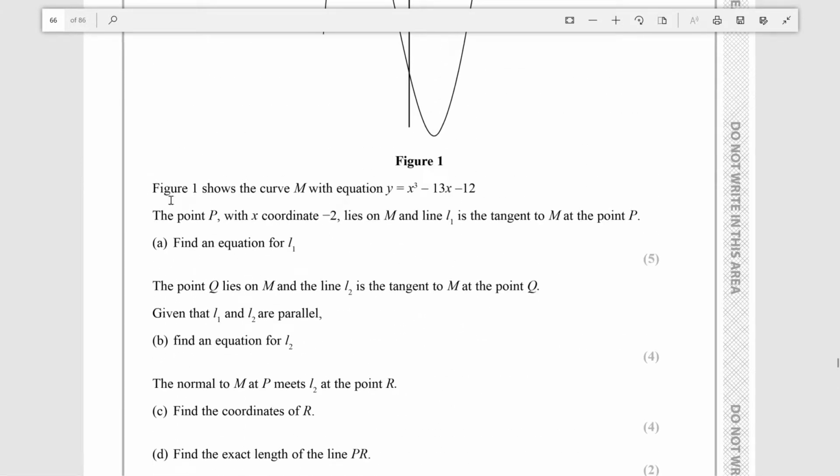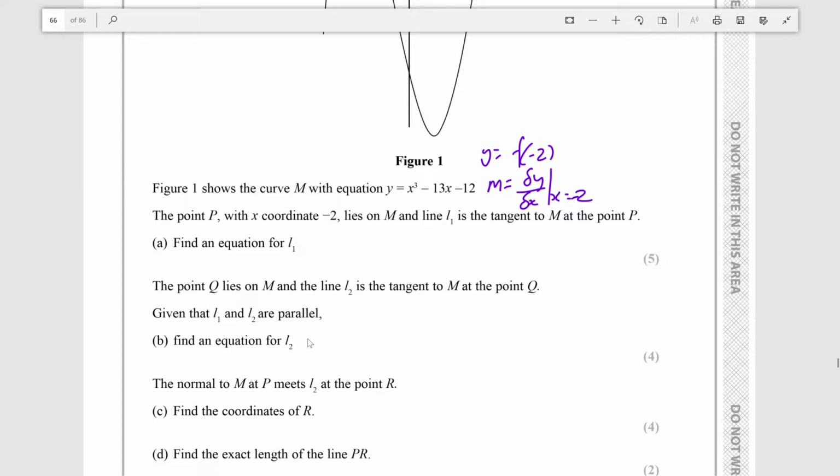Alright, so figure 1 shows the curve M with the equation y is x cubed minus 13x minus 12. The point P with x coordinate negative 2 lies on M, and line L1 is tangent to M at the point P. So first we need to find an equation for L1. So we find the y value, which would be f of negative 2, and then we find the gradient, which would be dy dx for x is equal to negative 2.